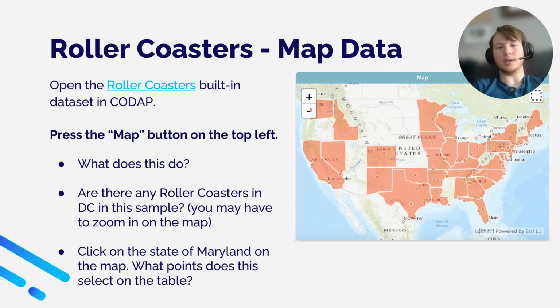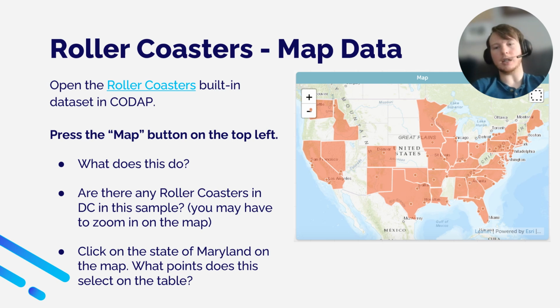Finally, we're going to explore some map data. So we want students for this exercise to open the roller coasters dataset. Again, this is one of the built-in datasets, so students can use the Browse Examples button, but they can also just open it from the link in this slide. We want students to press the map button on the top left, which should automatically generate a plot that looks very much like this.